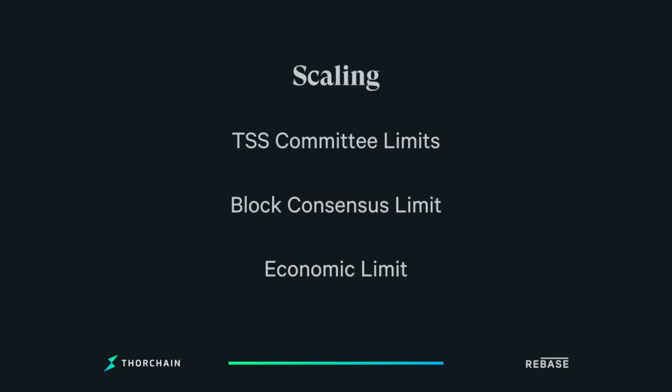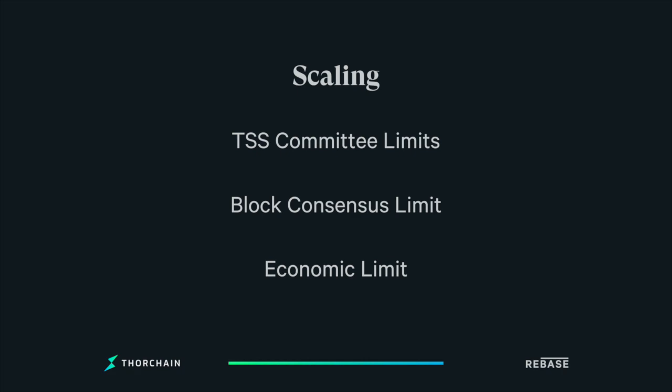THORChain has mechanisms to help the system grow as the network does. So a committee oversees the primary vault, which holds the network's Rune, and this committee can only grow so big before the threshold signature scheme gets too slow. Once the key generation process begins to take too long, the primary vault is split in two. This process repeats until the network hits either the block consensus limit or the economic limit, and we'll describe both now.